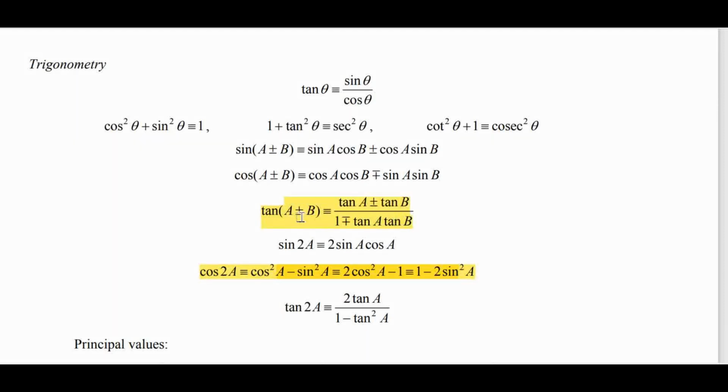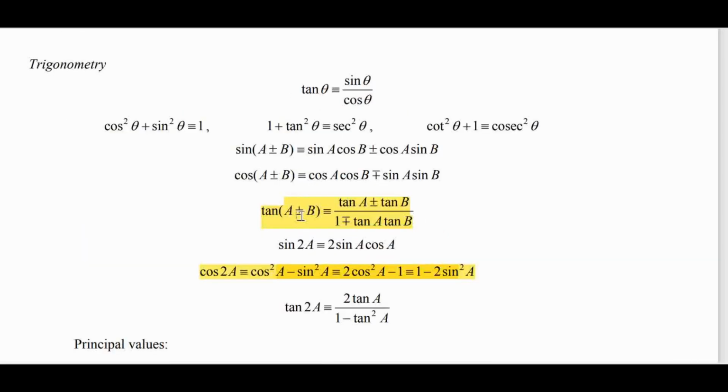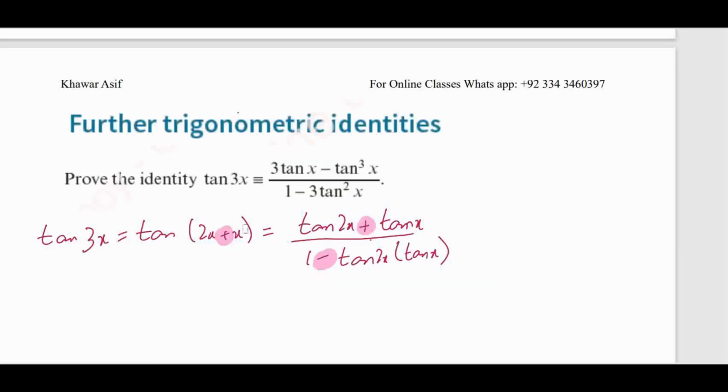This one is tan of a plus b is equal to this thing. If we use this formula, this will become tan of 2x plus tan of x, whole divided by 1 minus tan of 2x into tan of x. Now keep this in your mind, that if here we will have plus sign, then we will have plus over here and minus over here. Be very careful in using the identities.